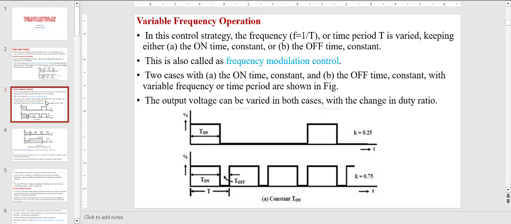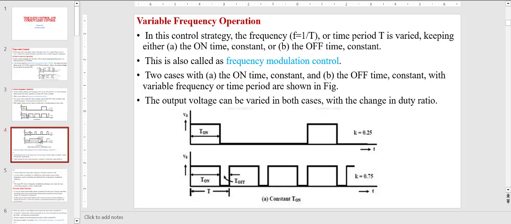So as a result, you can see that first case A, where off period is more, once again, duty cycle is less in this case. Whereas the second case, off period is less, so duty cycle is more. So since T, overall time period varies, so here the frequency of operation varies because time period varies.